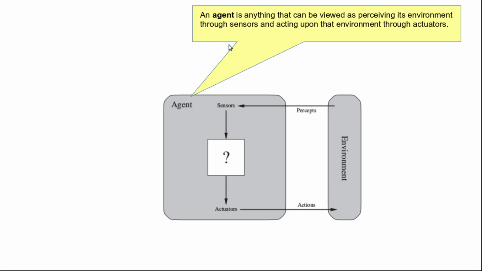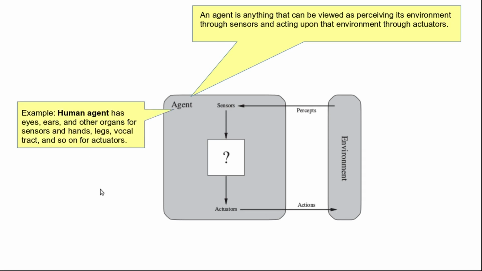It says that an agent is anything that can be viewed as perceiving its environment through sensors and acting upon the environment through actuators. So we have an environment, and the agent perceives the environment using sensors, and the agent can act upon the environment using some actuators.